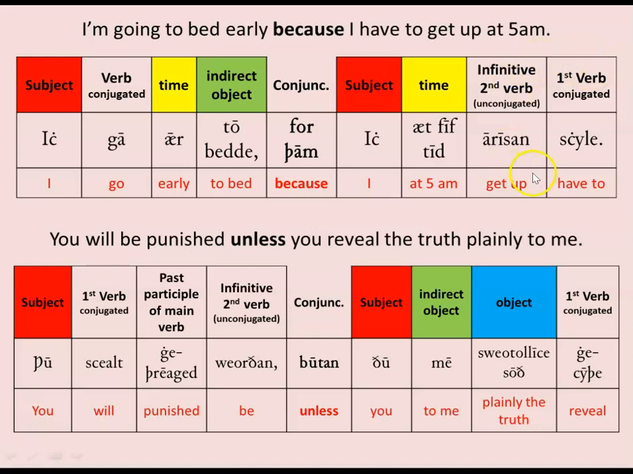But notice all the verbs at the end for the dependent or secondary clause. Okay, all at the end. To say at 5 a.m., at 50, at 5 a.m., at the 5th hour.